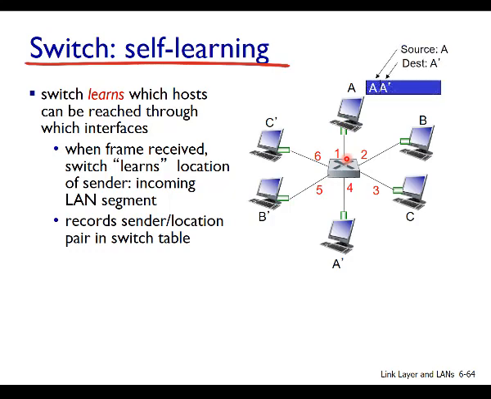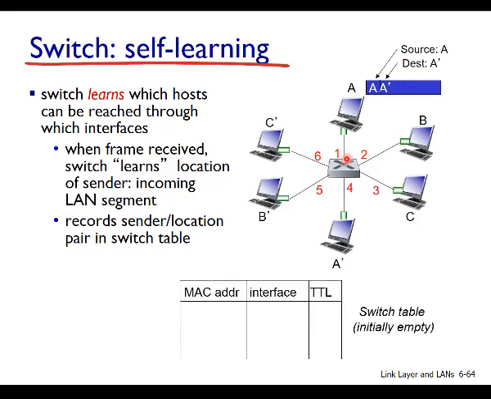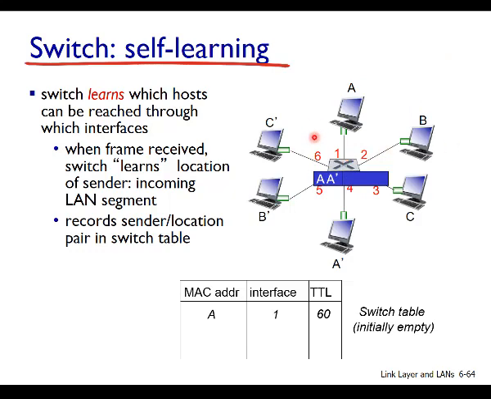Okay, so let's look at this illustration. As I said, when we power on our switch, the switch table is initially empty. Let's say A was talking to A prime, so that frame comes in, and our switch now learns that A is reachable via interface 1. It records that information in its switch table, and then it will selectively forward that frame on all interfaces except for interface 1.